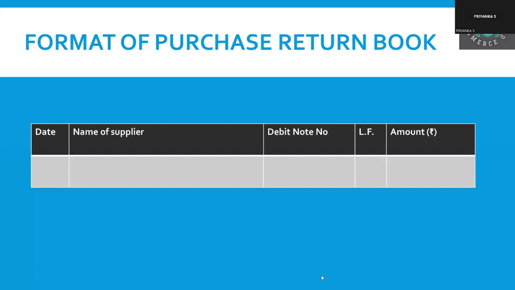Now here we have the format of the purchase return book. It's similar to the purchases book: date, name of supplier, debit note number, ledger folio and amount. The only difference here is instead of the inward invoice number, we are writing the debit note number. So whenever you prepare a debit note, you give that debit note a number, and so you have to record that particular number in this column of debit note number. Fine.